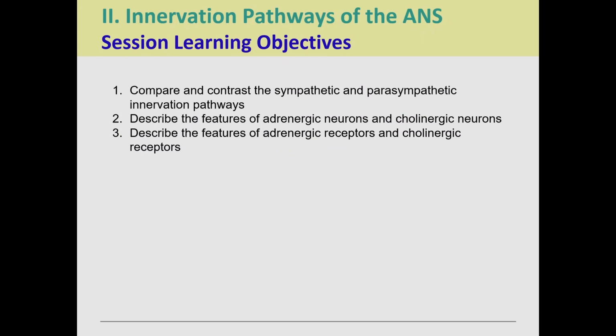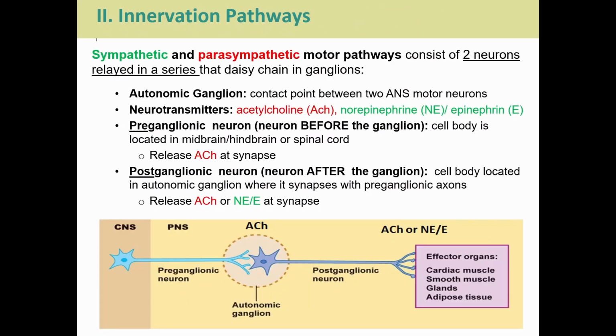All right, so now we're going to talk about the innervation pathways of the sympathetic and parasympathetic sides of the nervous system. We're also going to talk about adrenergic and cholinergic neurons as well as their receptors.